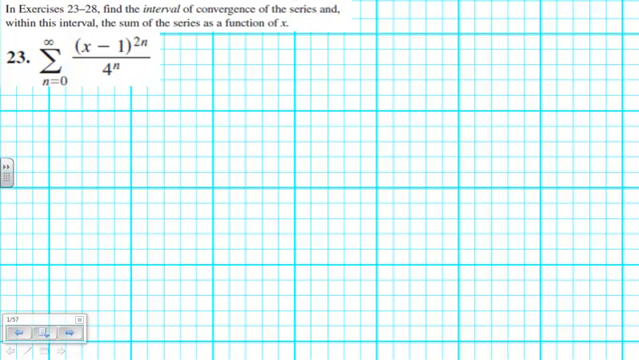Here's problem number 23 from section 9.4. Find the interval of convergence. Ratio test. Very good. So let's handle that first. Let's find the interval of convergence using the ratio test.